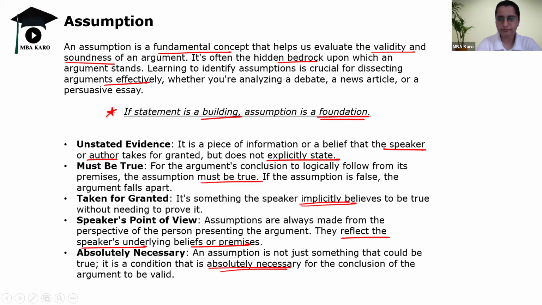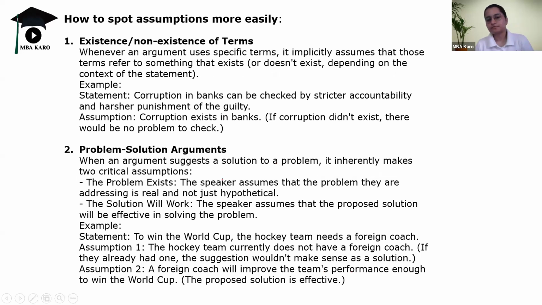Next, we see how you can spot assumptions, and we'll discuss this with some examples. First of all, assumptions are for the existence or non-existence of something. Whenever an argument uses specific terms, it implicitly assumes that those terms refer to something that exists or does not exist. It depends on the context of the statement. Something either exists or does not exist.